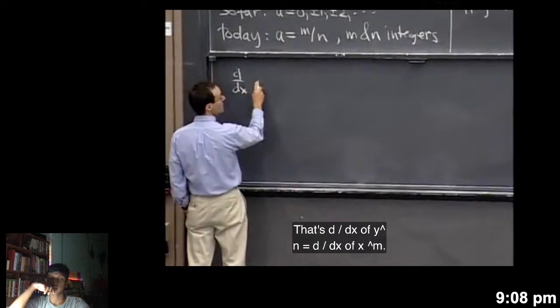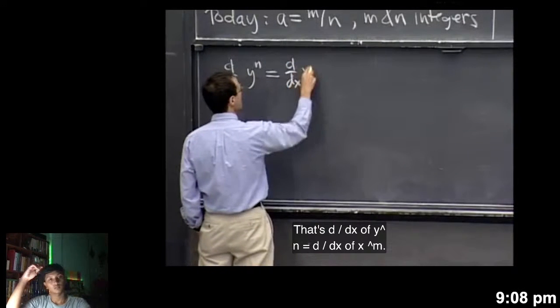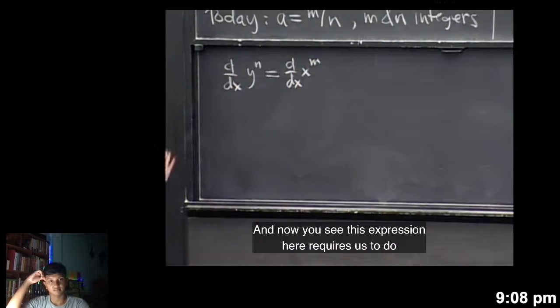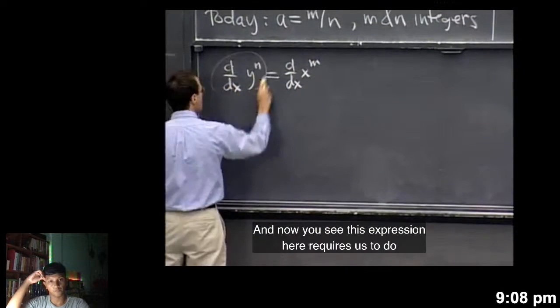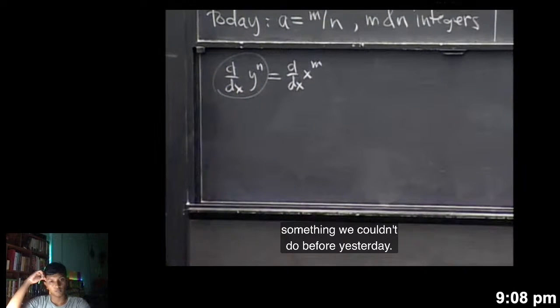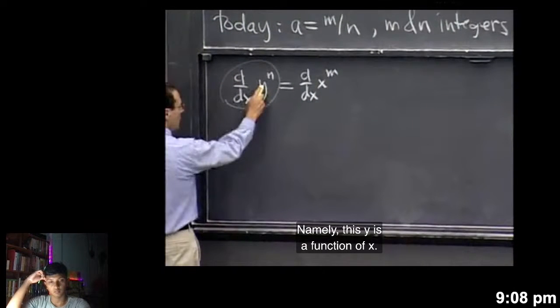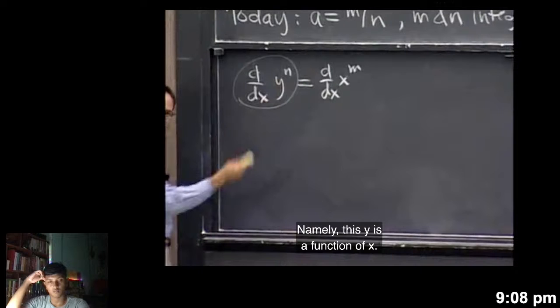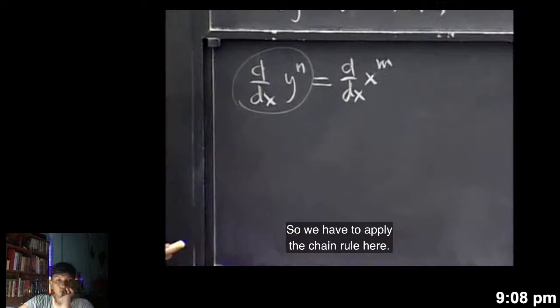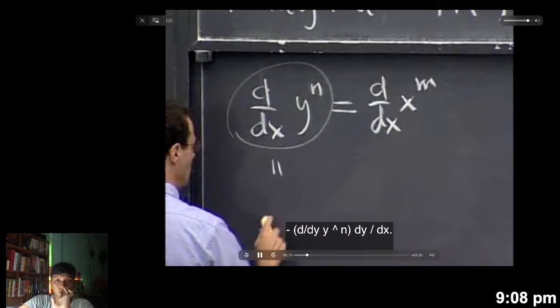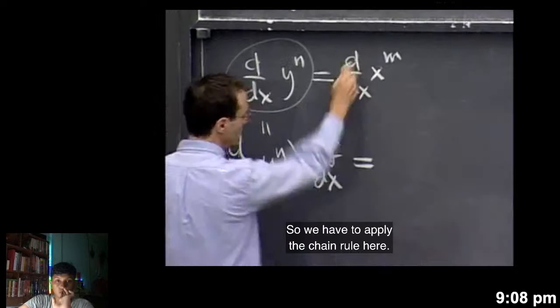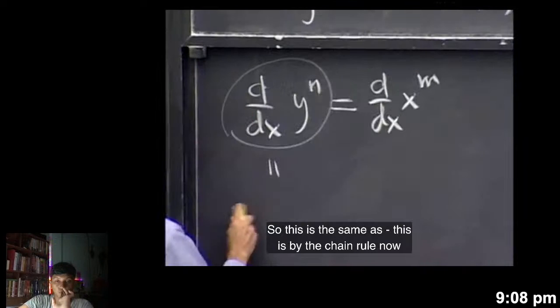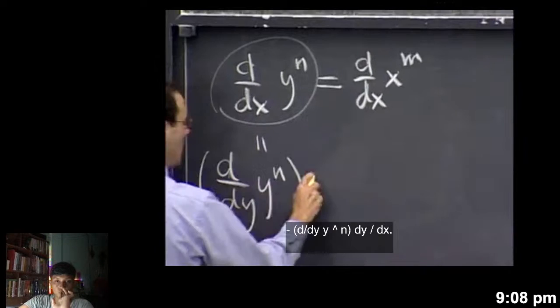That's d by dx of y to the n is equal to d by dx of x to the m. And now, you see, this expression here requires us to do something we couldn't do before yesterday. Namely, this y is a function of x. So we have to apply the chain rule here. So this is the same as, by the chain rule, d by dy of y to the n times dy dx. And then on the right-hand side, we can just carry it out. We know the formula. It's m x to the m minus 1.